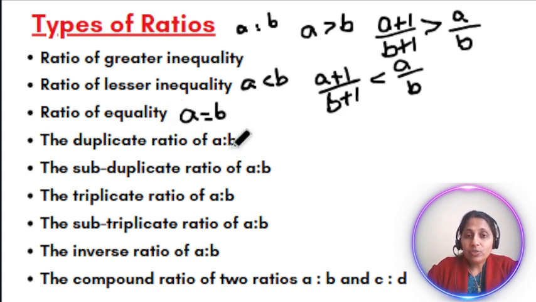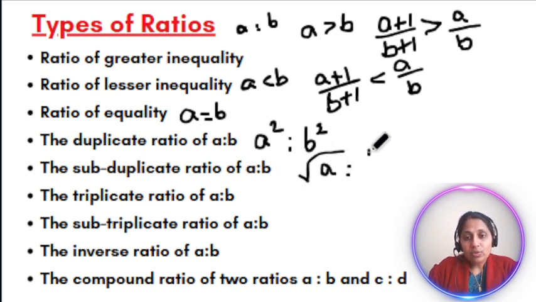The duplicate ratio of A to B is A square is to B square, which means we are multiplying it one more time. Subduplicate means taking the square root: root A is to root B. The triplicate ratio of A to B is multiplying it 3 times, so A cube is to B cube.